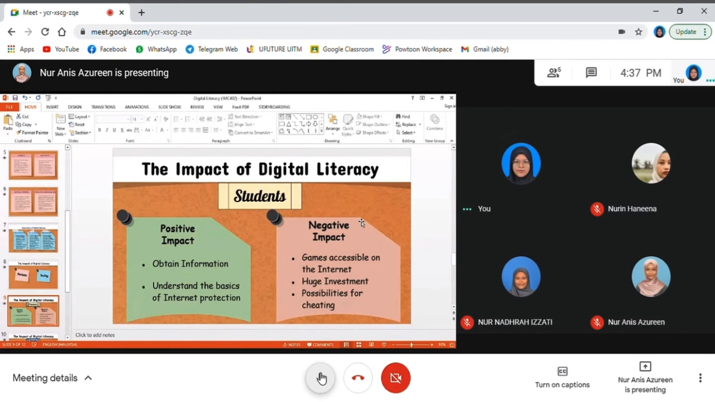Next is understanding the basics of internet protection. Understand the basics of internet protection such as building a good password, using security settings, and understanding whether to post or not to share on social media.